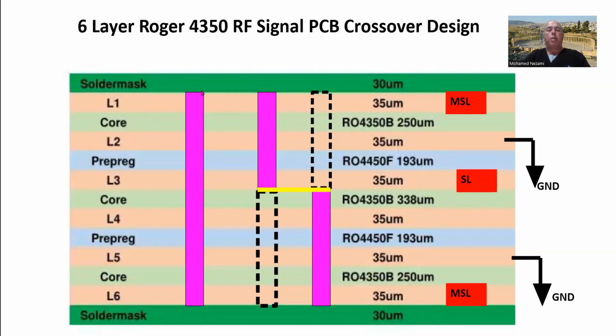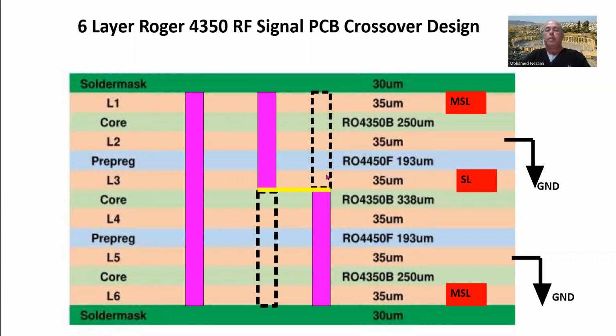How am I going to get from top to bottom? I did one via here, which basically connects all the way through, a plated through via that connects from L1 all the way to L6. Along the way, you can connect anywhere. And then I have to connect somehow from top to the strip line.